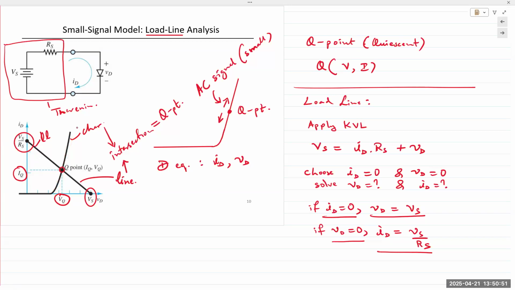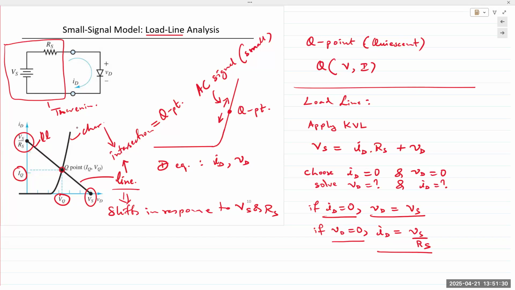The line represents the external circuit. Okay, so the line represents the external circuit. So if the resistance changes or if the supply voltage changes, then the line will shift. Vs and Rs, right? Because right now Vd is equal to Vs. That's what we took. If Vs is 5 volts, the line is going to be somewhere to the left. If Vs is 10 volts, it's going to be to the right.